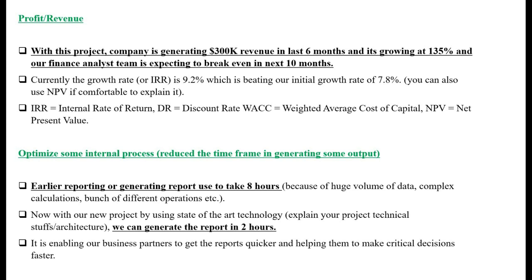And whenever you explain your projects, it's of utmost importance to include the business value of your project as well. I understand that technology is also very important, what technology you have used, but you have to mention the business value as well: what is the business value of your project, and how it helps the company in getting business.